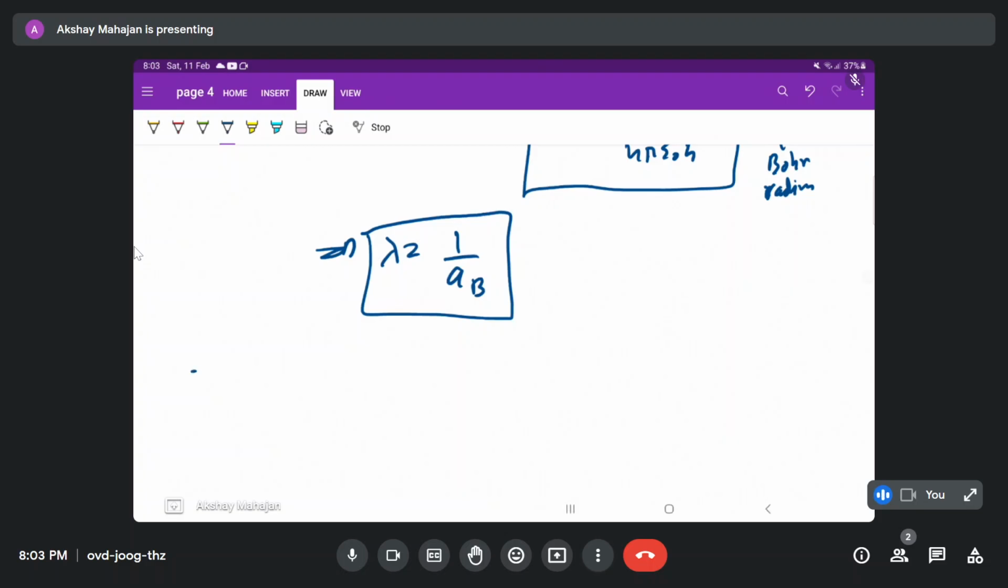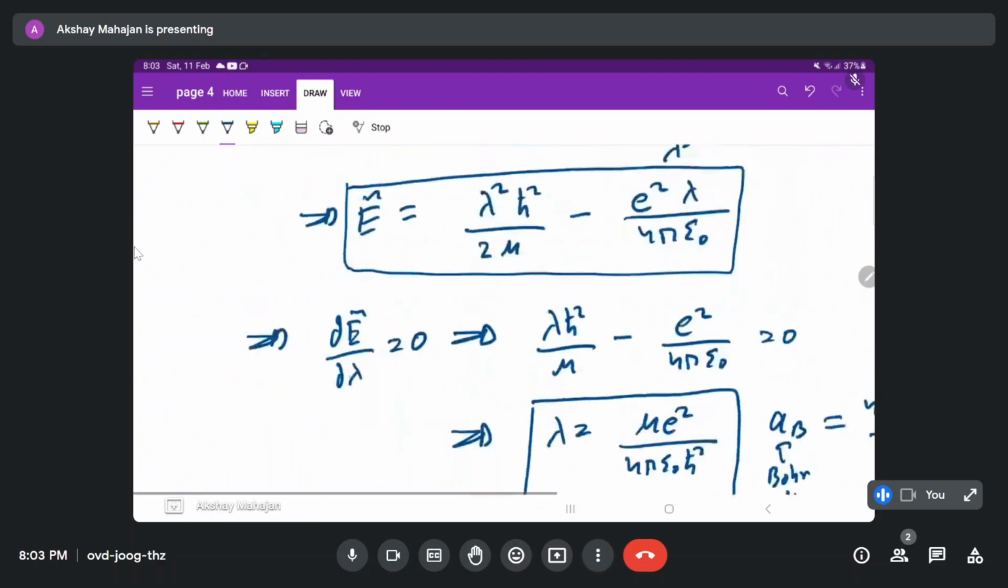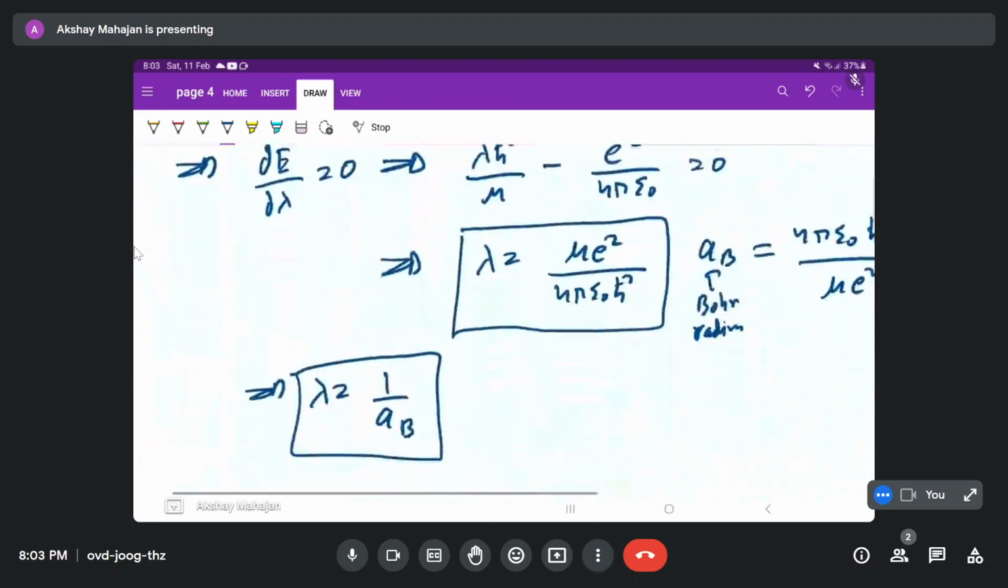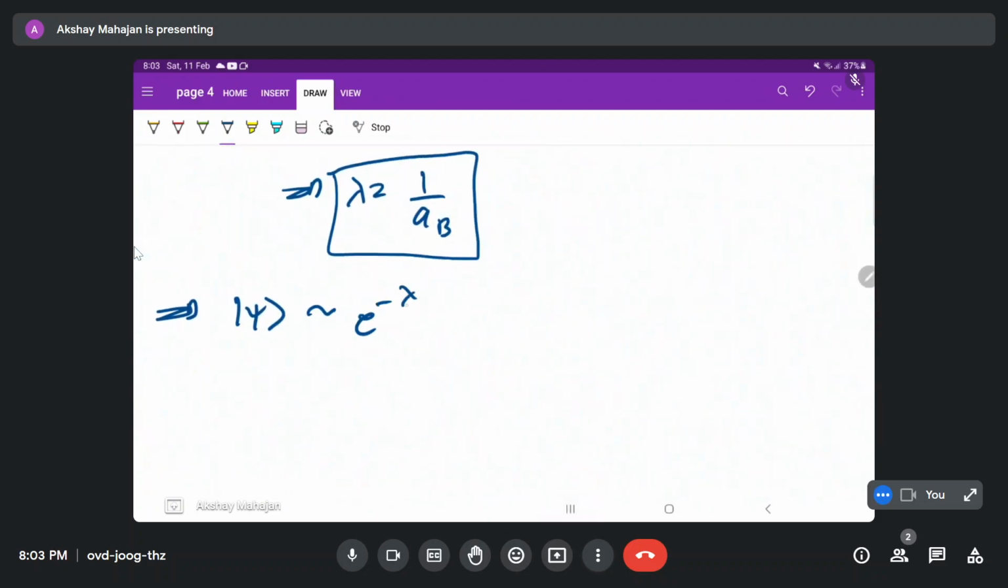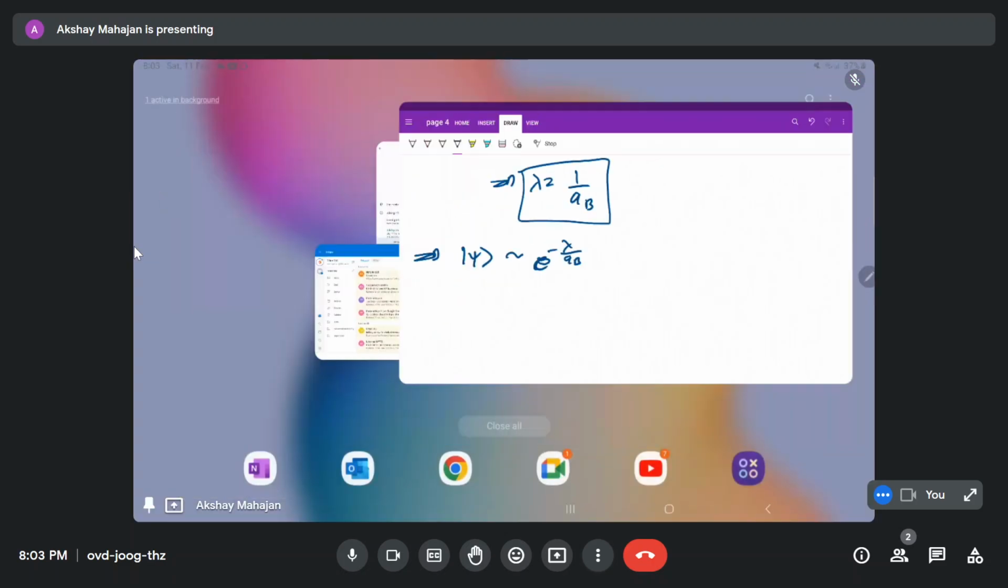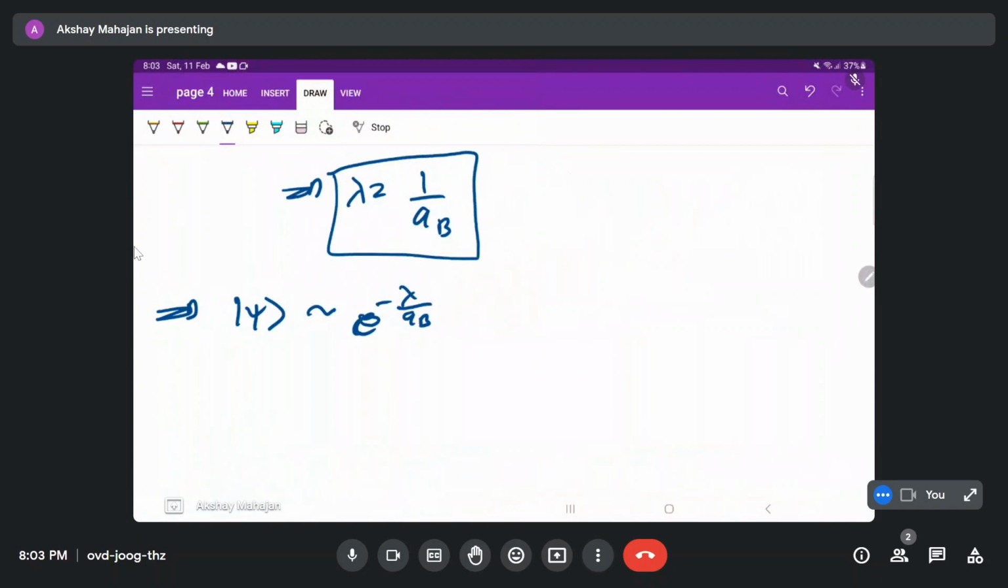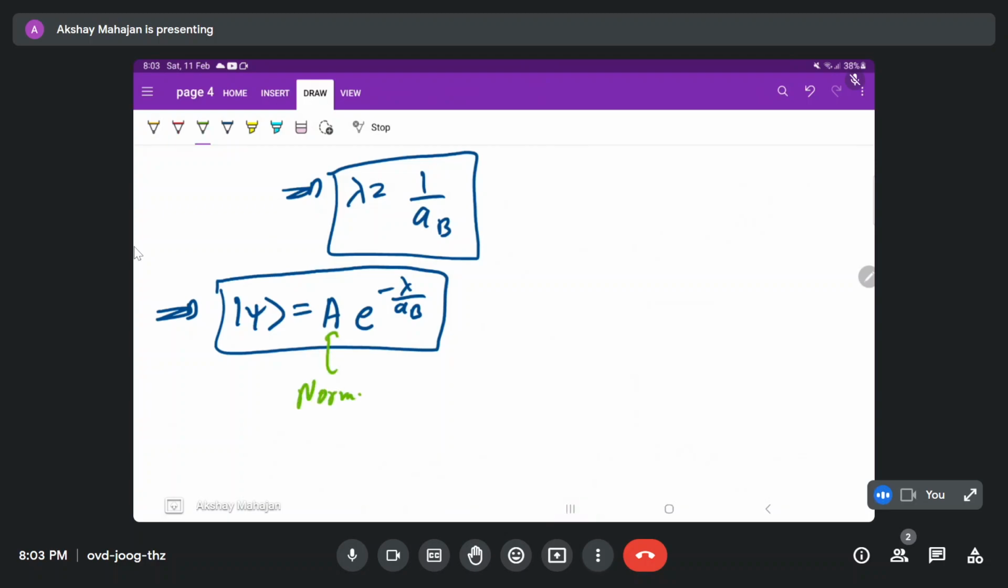And so our wave function psi, without the normalization constant, will be e to the power minus r upon a_B. So our psi is coming as this times A, and this A is some normalization constant. I'm not normalizing it now, but we can normalize our wave function using the normalization constant.